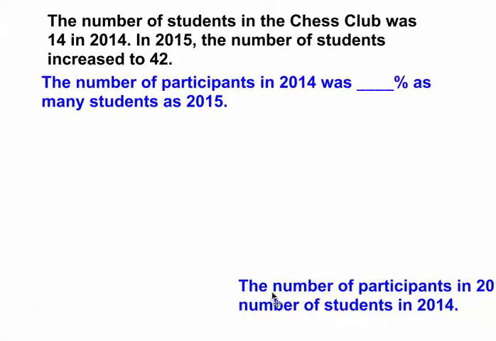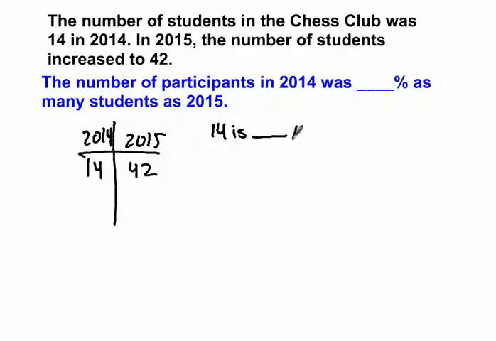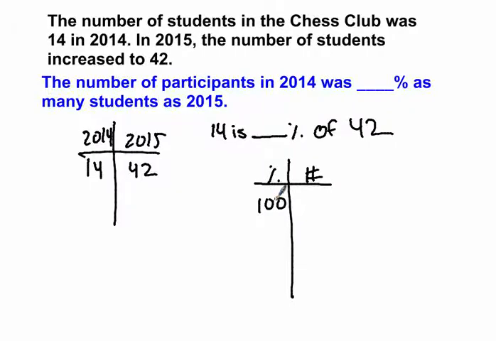But now it's reversed. The number of participants in 2014 was what percent of the number of participants in 2015? So now you're saying 14 is what percent of 42? Let's set it up. Well, 100% of 42 would be 42. But we're going to 14. So now we're just working in reverse. We're dividing by 3. And we have to do the same thing here.